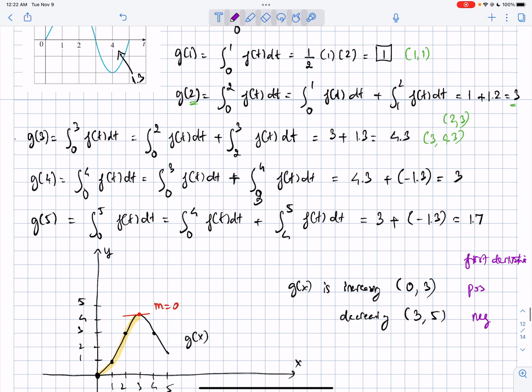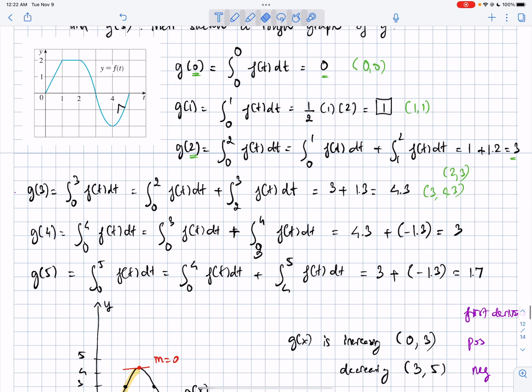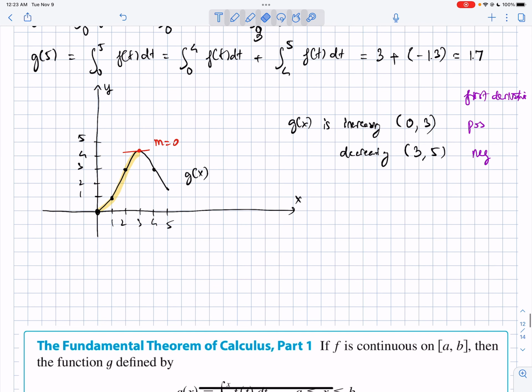So let's go back to the function f. And you notice that right here at this point, the function f is 0. From 0 to 3, which is this part, the function f is positive. From 3 to 5, the function f is negative. So you have a feeling like the function f is the first derivative of the function g, and it is true. So we have the theorem below.